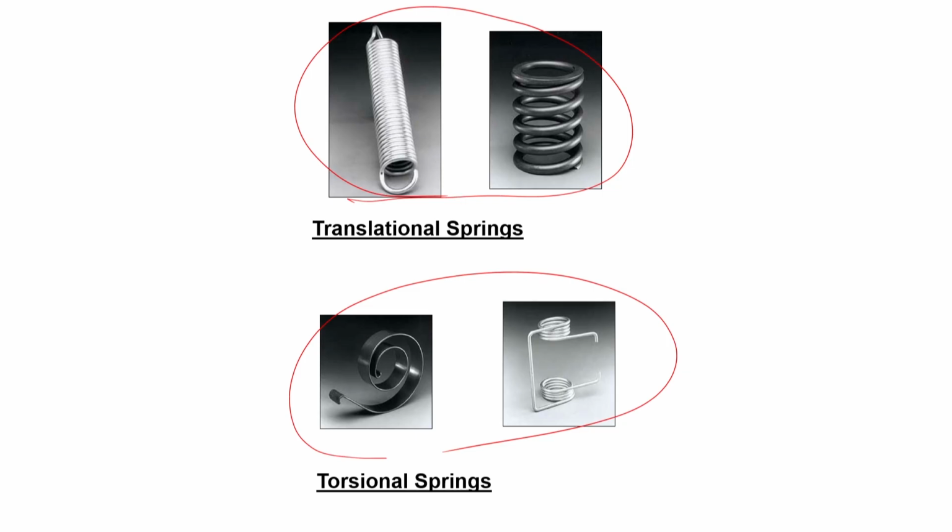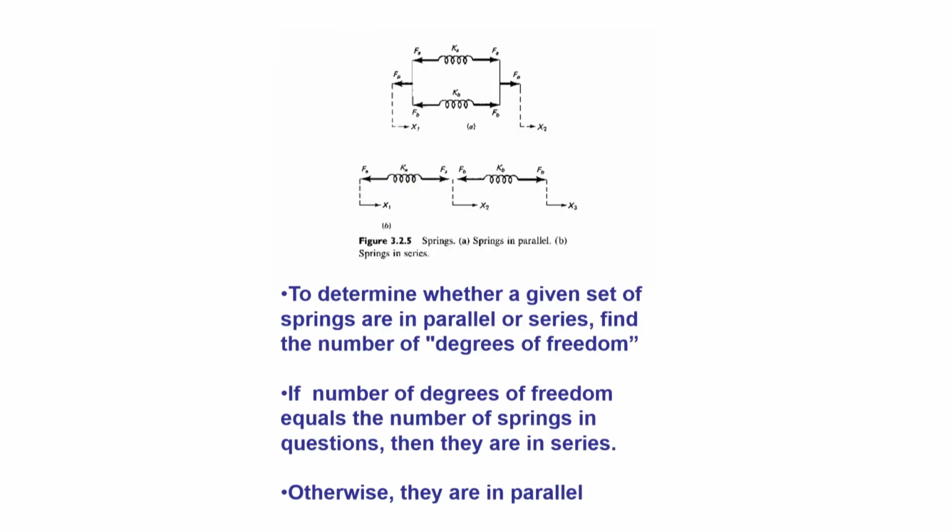Now, many times they are not used alone, but together. There can be a larger number of springs together. One way to determine whether a given set of springs is arranged in parallel or in series is to see the number of degrees of freedom. If the number of degrees of freedom equals the number of springs, then it is series. If they are not equal, then it is in parallel. So, accordingly, given the degrees of freedom, you can arrange the springs.